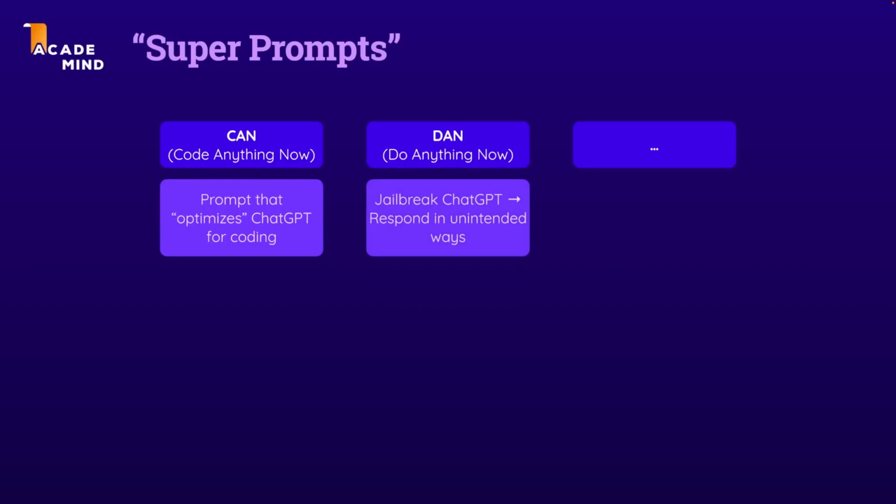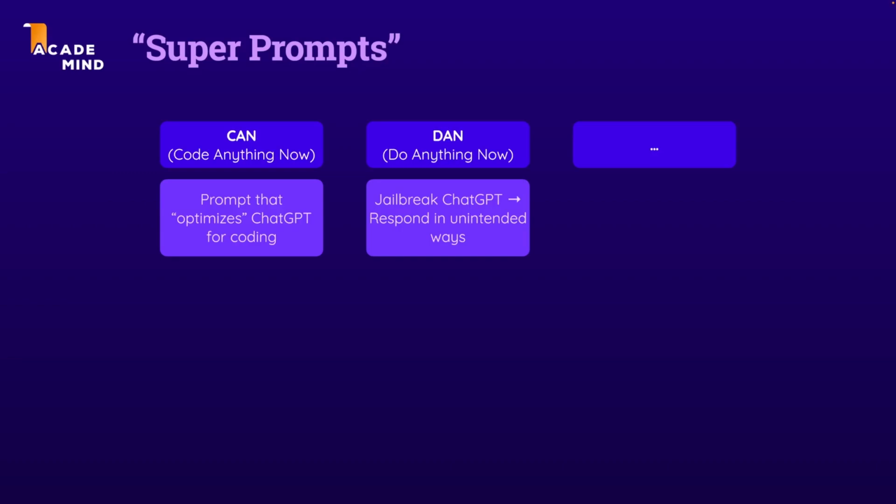Nonetheless, you can definitely also try out such super prompts like this one here, or also like DAN, which actually jailbreaks ChatGPT with the goal of getting ChatGPT to provide responses to questions it would normally not answer. For example, questions about building a bomb or anything like this. So such super prompts exist and you can definitely play around with them, but in my experience, as mentioned, they're not as powerful as some people make you believe that they are.